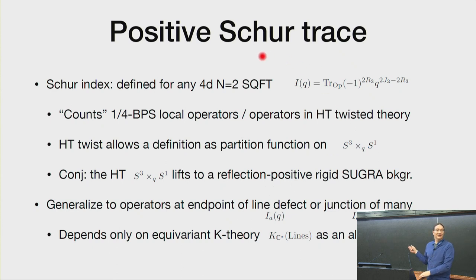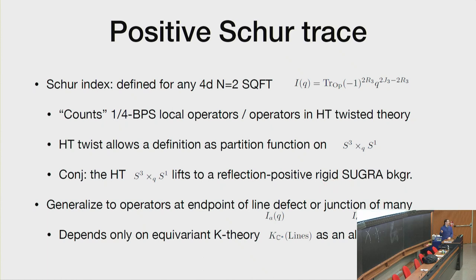So my conjecture is that the setting I'm studying can be lifted to the physical theory where positivity makes sense. I'm not sufficiently familiar with building rigid supergravity backgrounds to prove this statement. I really would be very happy if somebody could prove it for me. For now, I'll just conjecture it. And the formula works, meaning that the localization formula for the Schur index is manifestly positive, or at least reasonably manifestly positive. But OK, this is an important conjectural step that is really the linchpin of the whole construction.